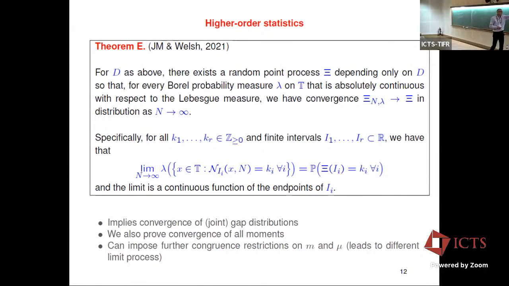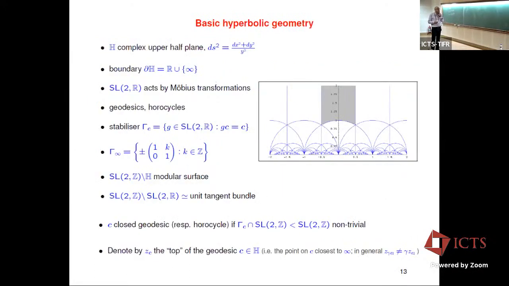So that's the meta theorem, if you like. As I said, this implies convergence of joint gap distribution. We can prove convergence of all moments. And actually, the 2-point density is a special case. It's a special second moment of these distributions. We can also impose further congruence conditions on N, M, μ, which leads to different limiting processes. You'll appreciate that once I show you how we prove this. So the key is to understand how we can translate the problem into a problem of hyperbolic geometry.